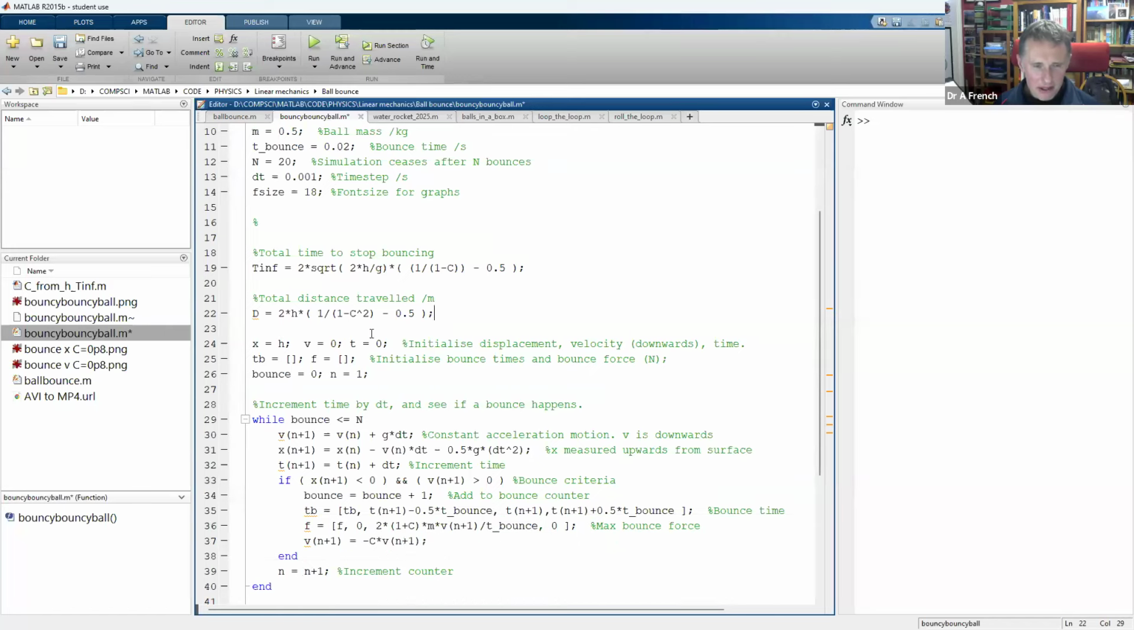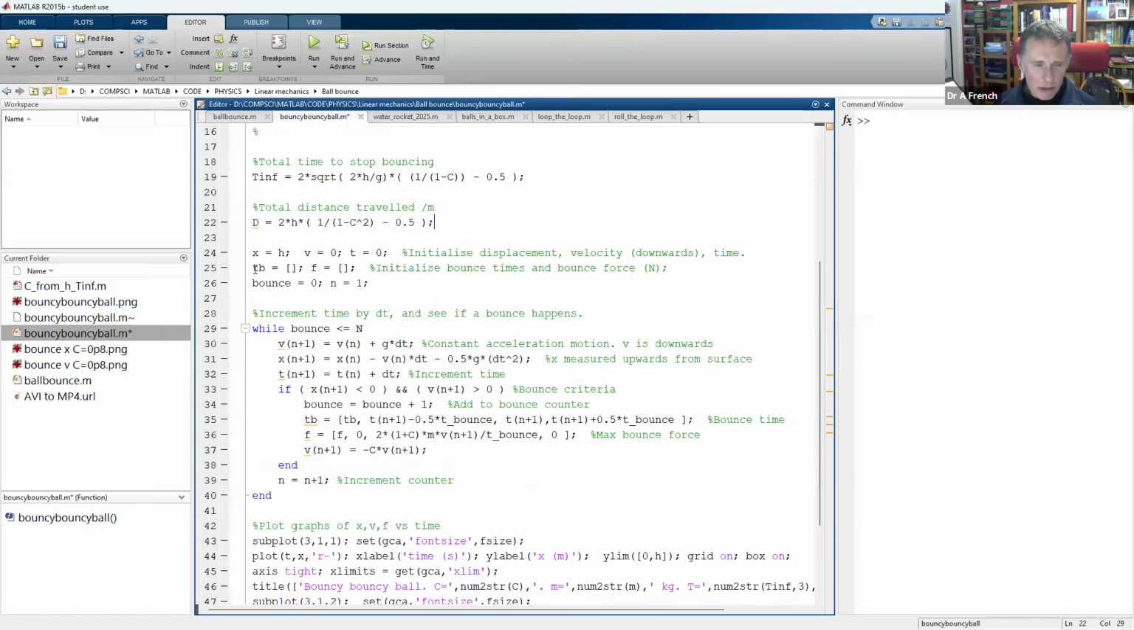But we'll come to those a little bit later. So what you have to do first is we're going to initialize some arrays of displacement x, velocity v, time t, and also force versus bounce times for between our bounces. So what we're going to do is basically apply constant acceleration motion within a loop. And it's amazing the number of things you can do with this simple idea.